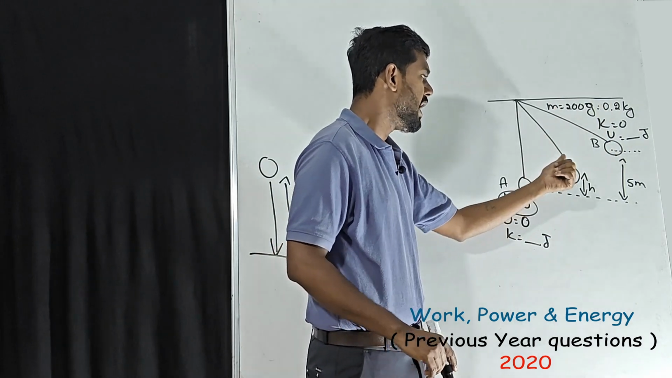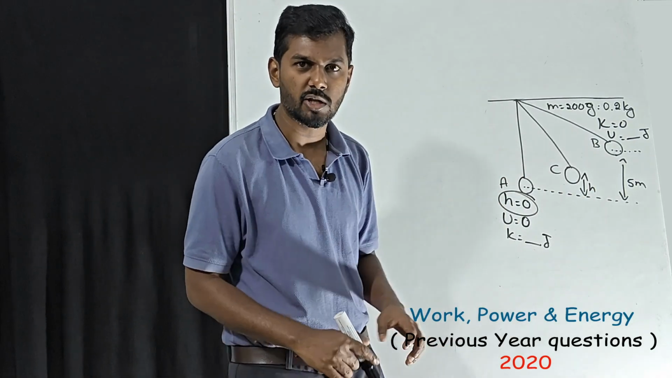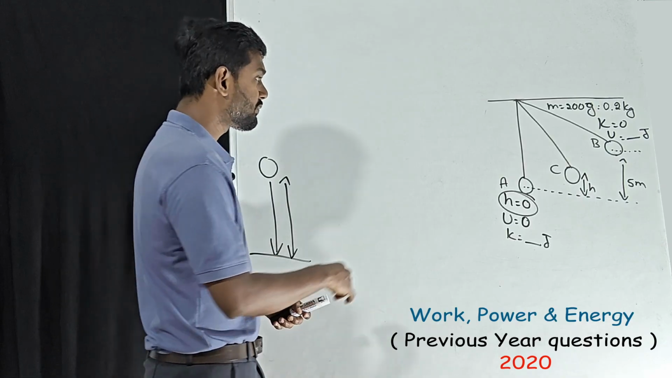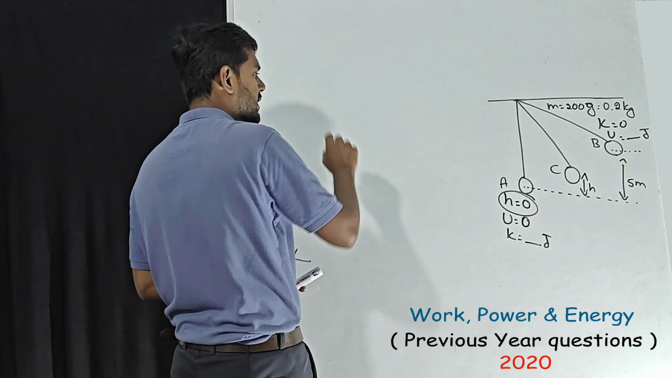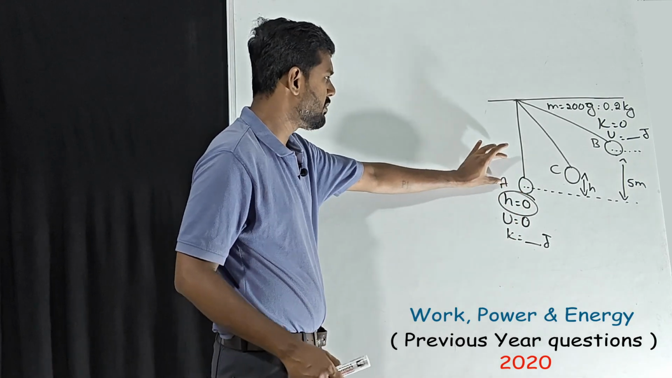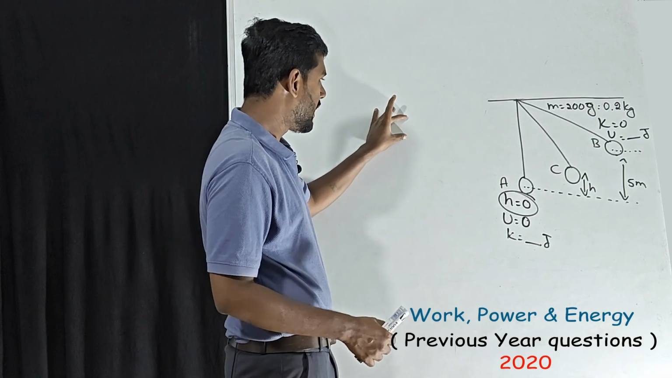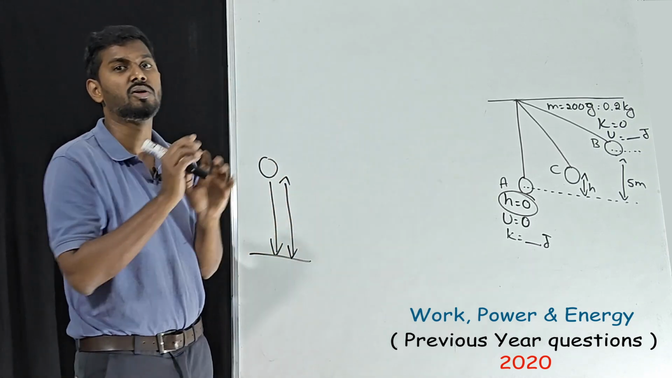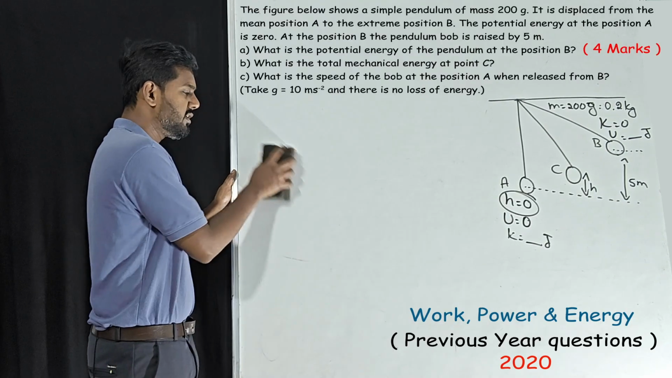Apart from these two positions, anywhere in between, we have both kinetic energy and potential energy, and at every point we know mechanical energy remains the same. Whatever happens in this direction, the same thing happens here. At mean position, potential energy is 0, kinetic energy will be there. The same bob, when it reaches the extreme position, the maximum displacement it can have, kinetic energy will be 0, potential energy will be maximum. This is the concept. If we know this concept, then we can solve the given question.